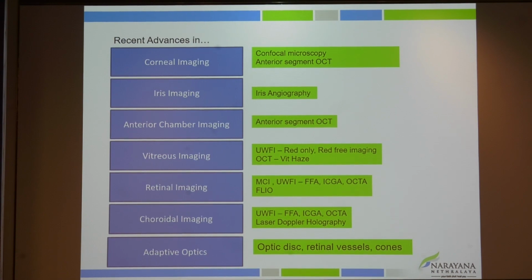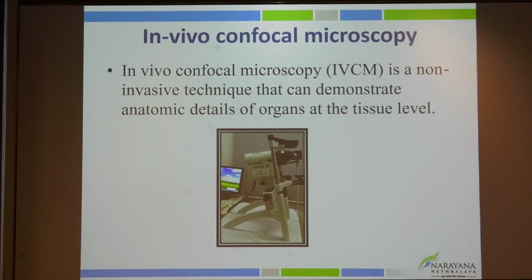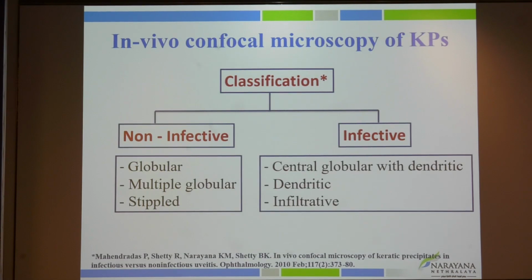In addition to that, we have various methods which have been highlighted by my previous speakers. We also have laser Doppler holography, where we can exclusively study the Haller and Sattler layer in the choroid. Adaptive optics can be used to study the optic disc, the retinal vessel changes, and the quantification of cones. In vivo confocal microscopy is a non-invasive technique that demonstrates the anatomical tissues at the cellular level.